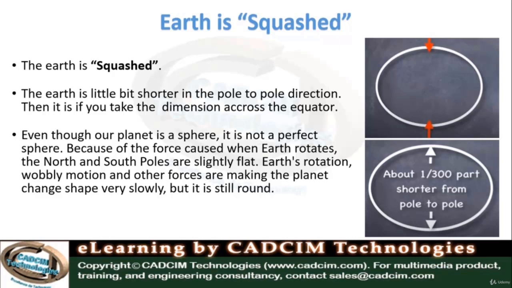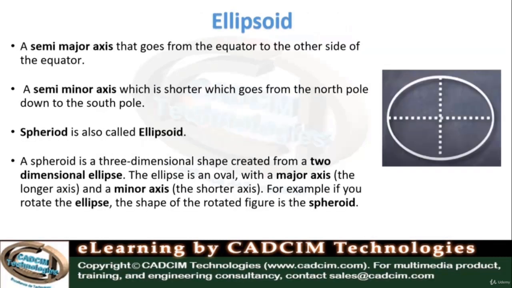Even though our planet is a sphere, it is not a perfect sphere, because of the force caused when the earth rotates. The North Pole and the South Pole are slightly flat. The Earth's rotation, wobbly motion, and other forces are making the planet change shape very slowly, but it is still round. The squashedness of the Earth gives us what's called the semi-major and semi-minor axis. If the Earth were perfectly spherical, then we would just talk about the diameter and the radius, and that would be constant in all directions.